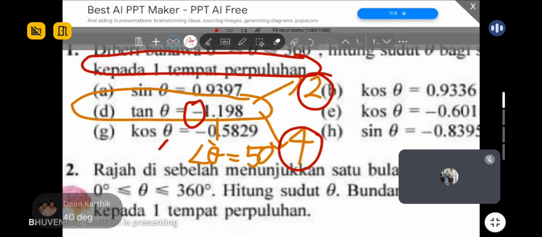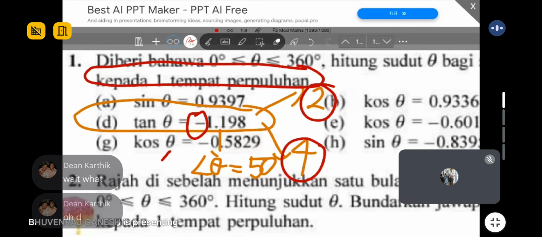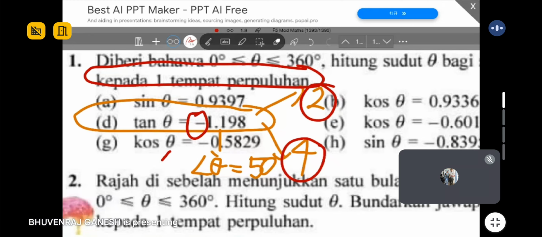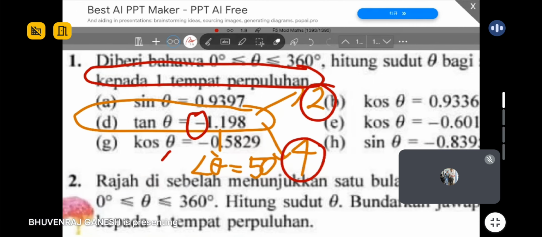40? Guys, focus back. The reference angle is 50 degrees. Sudut rujukan 50 darjah, guys. How can your final answer be 40? Doesn't make sense, right? We are doing question D. Reference angle 50. Can you see that I circled D? What other question did I circle? The rest? Beside Kartik, can you all tell the answer for question D? Okay, 130. Correct. One more answer? Okay, 310. Very good.